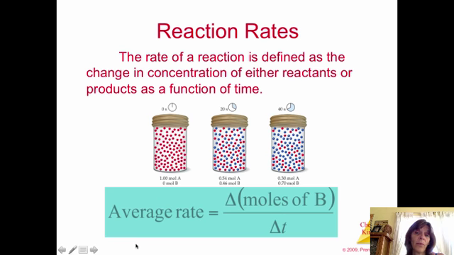The average rate is one way to describe a reaction rate, and that's change. This triangle means change in moles of B over change in time. We often look at the product because it's easier to measure how much product is produced. Just like we did in the lab, we measured how much gas was produced rather than looking at how much bleach was used up. So change in amount of product over change in time.